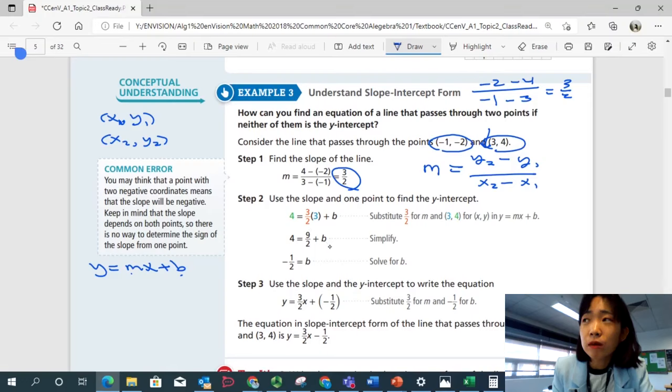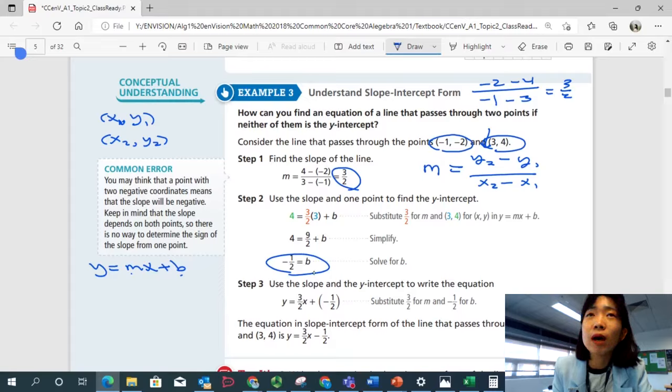solve for b. Multiply 3 times 3 over 2, get 9 over 2. Subtract 9 over 2 from 4, which is 4 minus 4.5, and that's negative 0.5 or negative 1/2. That's your b. You just figured out the y-intercept. And so that's how you figure out the y-intercept.